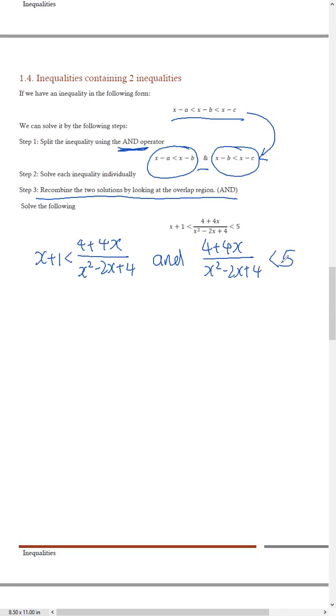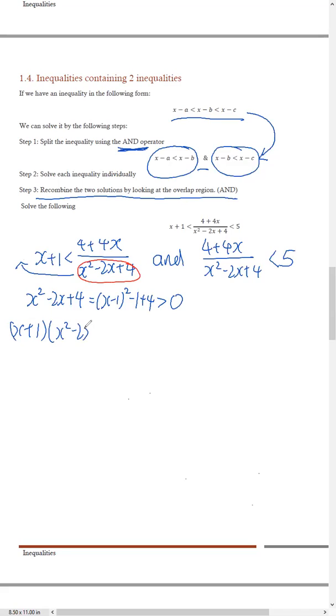To solve this individually, firstly, to make my life slightly easier, I'm going to inspect this quadratic in the denominator. Always try to simplify your life by doing some manual inspection first. If I do a simple complete the square, I realize that this is always going to be more than 0, meaning the denominator is positive definite. So I can multiply throughout, or some of you know it as cross multiplication. It will just be x plus 1 times x squared minus 2x plus 4.